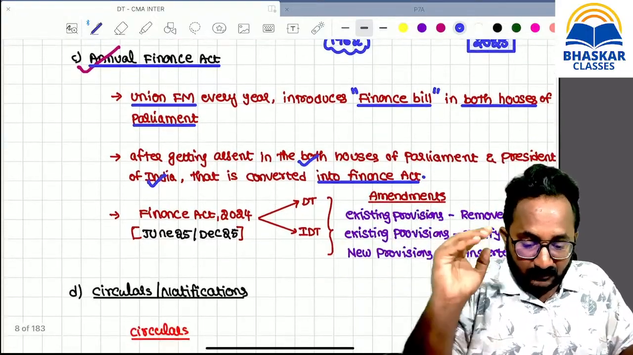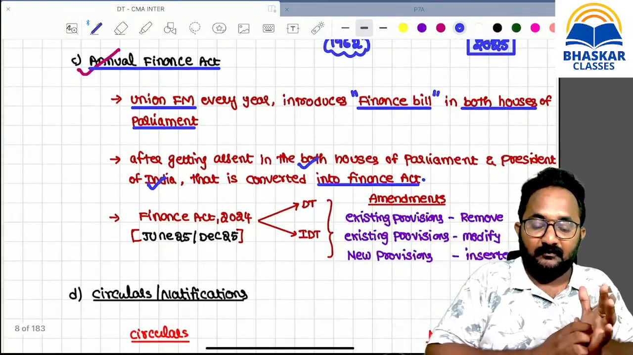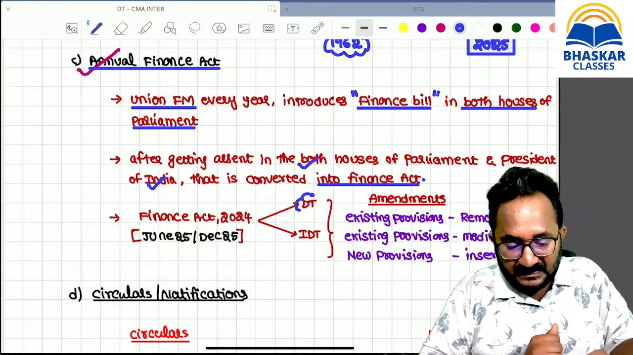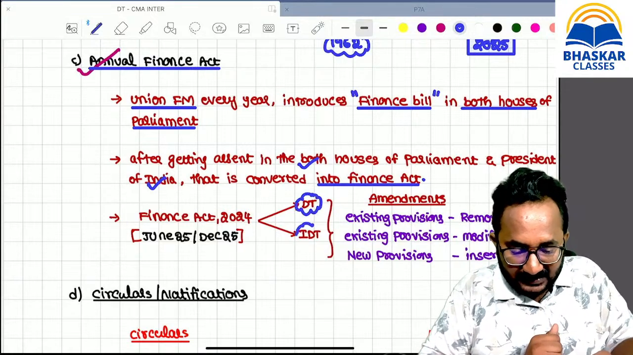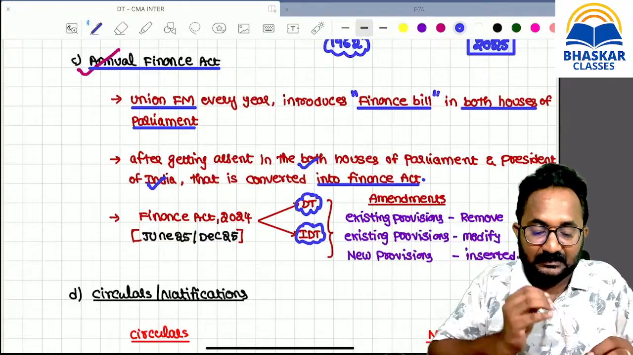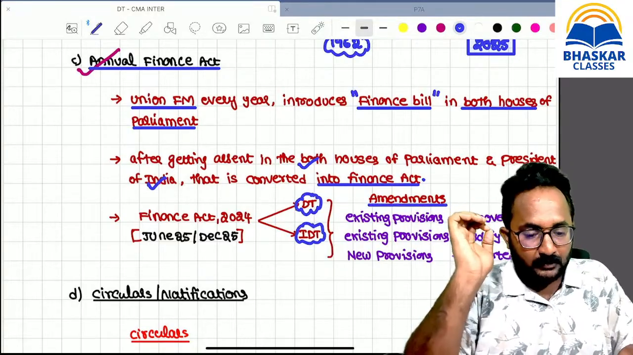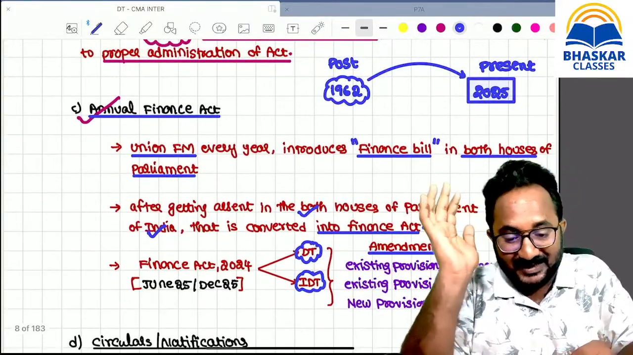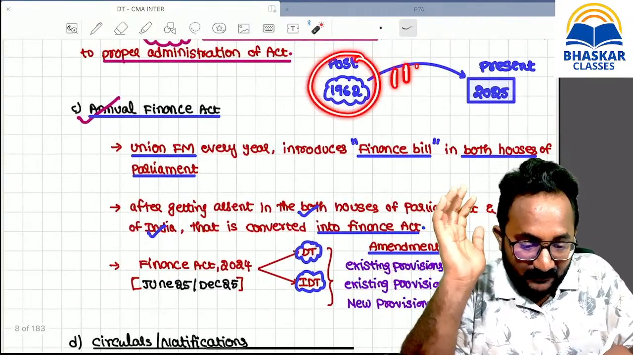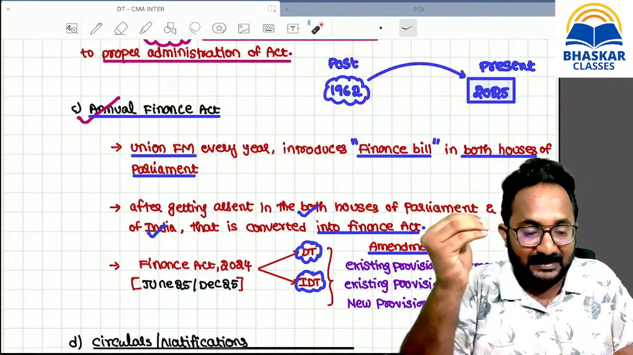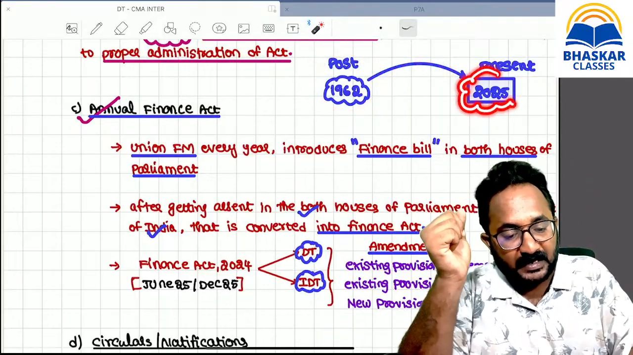Because of the Finance Act, every year we have changes in direct taxation as well as indirect taxation. These changes are what we call amendments. Earlier, even when the Act was framed, it got amended every financial year. Now it is a perfect Act.